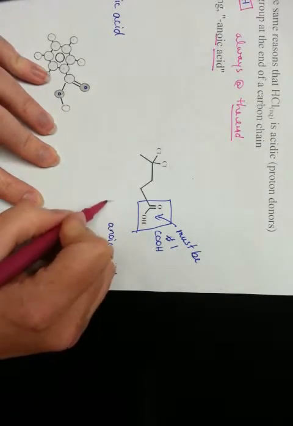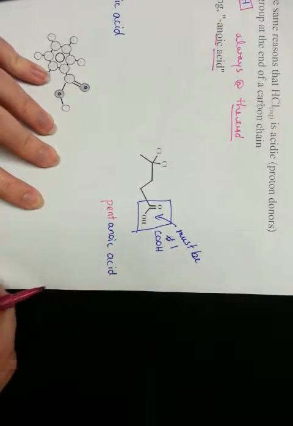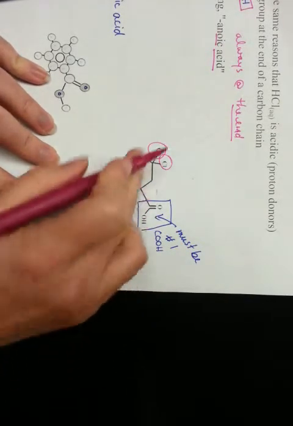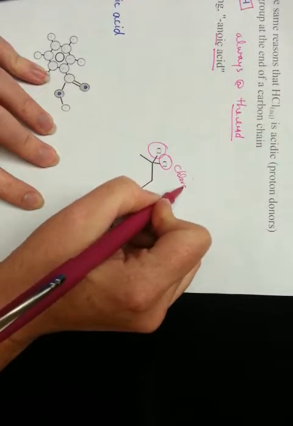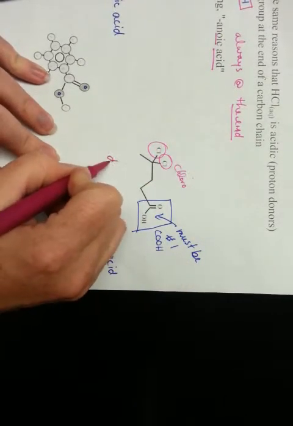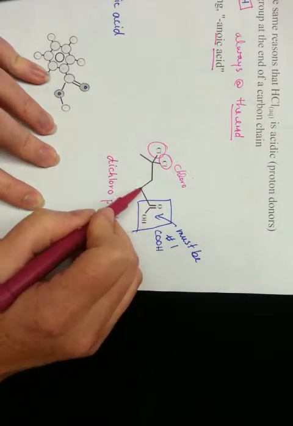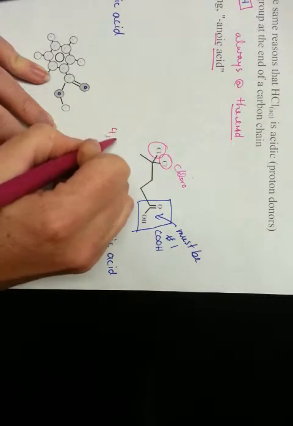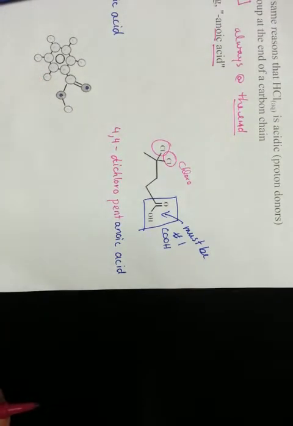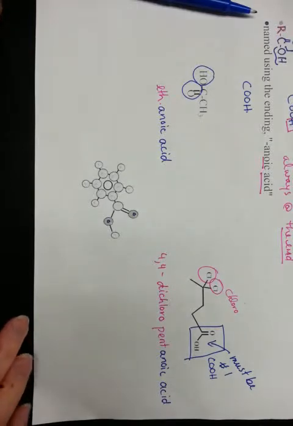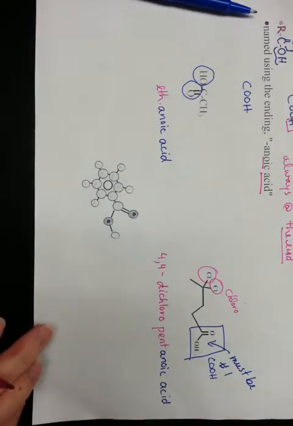Now my root name is going to be pentanoic acid, but this time I also have some side chains that I need to indicate. Chloro, so they're halogens, so I know it's going to be dichloro since there are 2 of them. And of course I have to indicate the number 1, 2, 3, 4. And while it's a little redundant, we do repeat it. So 4,4-dichloropentanoic acid.